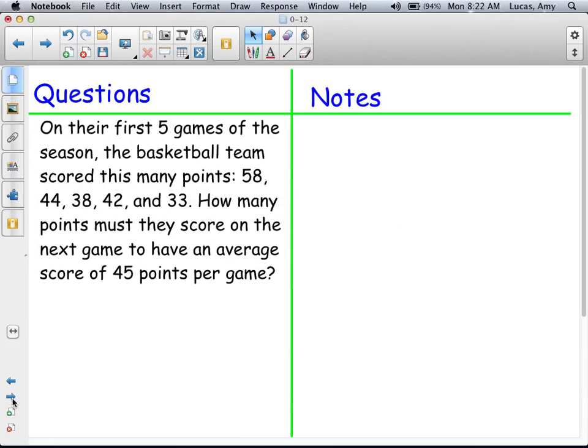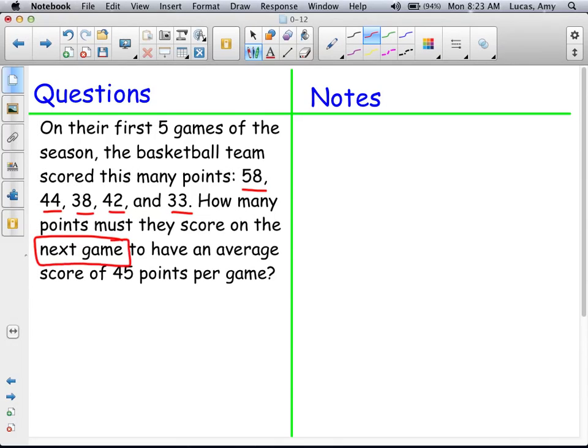Okay, now our next question is a little bit different. On the first 5 games of the season, the basketball team scored this many points. How many points must they score on the next game to have an average of 45 points per game? So they want to know what their next score has to be because they want their average to be 45. There's a couple of different ways that you can approach this. I'm going to set up an equation.